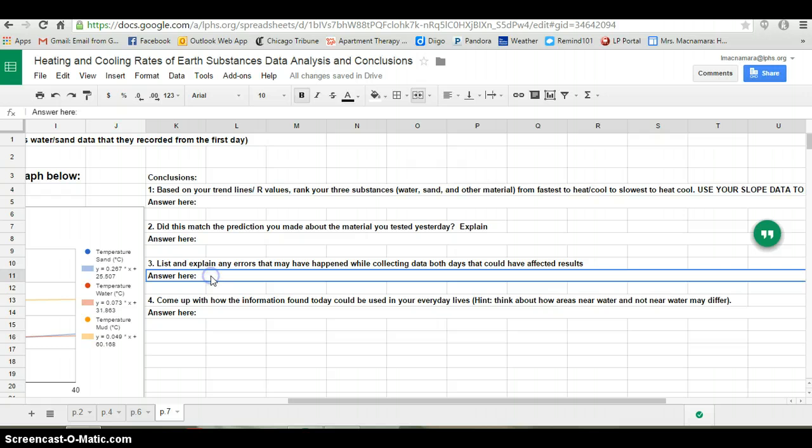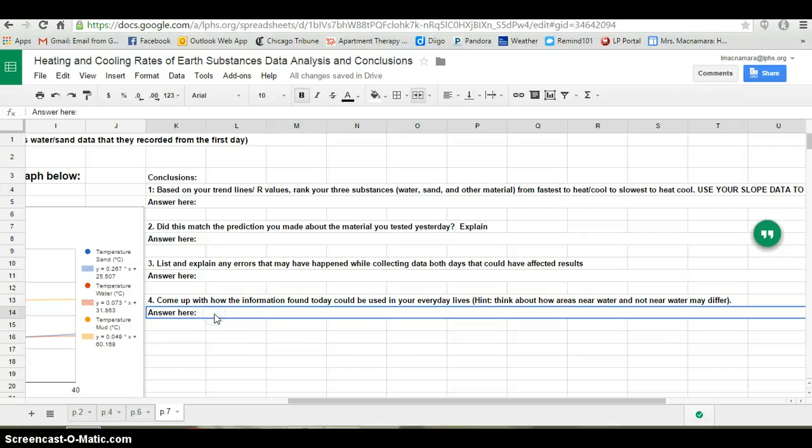Again, answer here, did this match your prediction that you made yesterday? Explain. Let's explain any sort of errors that could have happened while collecting your data that could have affected your results, and then try to come up with how this information could be used in your everyday life. So hint, think about how the areas near water and maybe that aren't near water may differ. So think about maybe weather related things. So that'll lead us into what we're going to be talking about tomorrow. Okay, that is it.